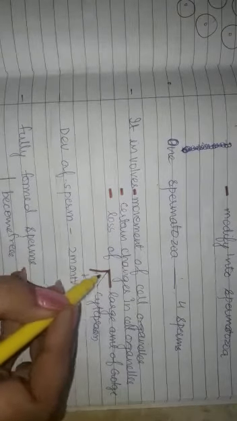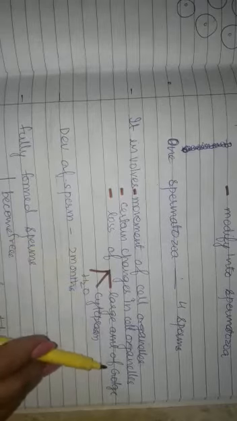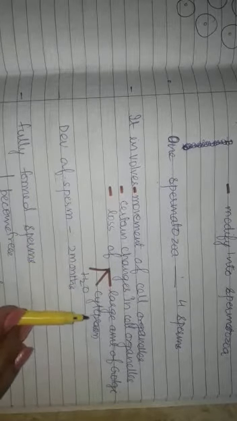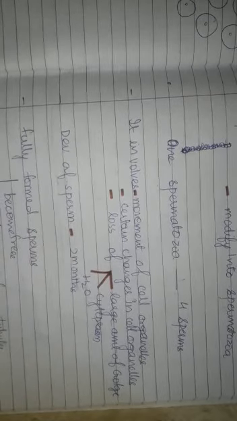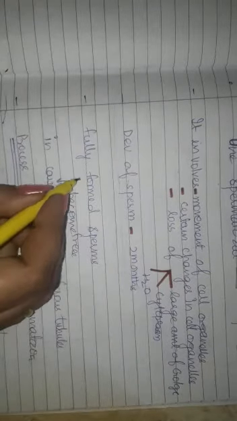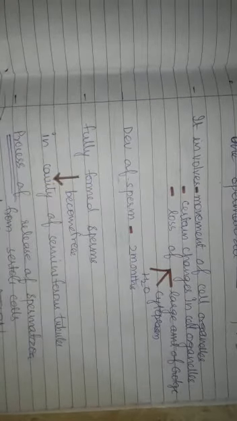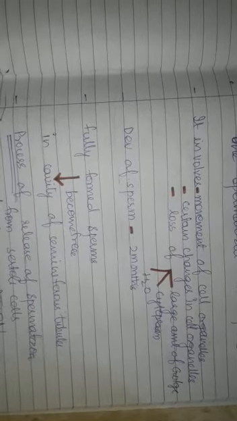It also includes the loss of a large amount of Golgi apparatus, loss of cytoplasm and loss of water in the spermatid during spermiogenesis. Development of sperm takes around 2 months. Fully formed sperms become free in the cavity of seminiferous tubules, and the process of release of spermatozoa from the Sertoli cells into the cavity of seminiferous tubules is known as spermiation.